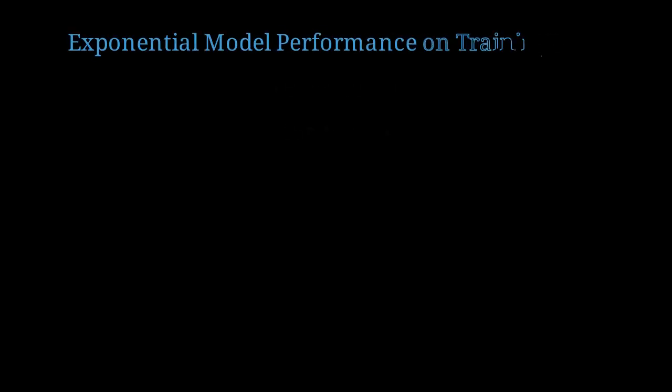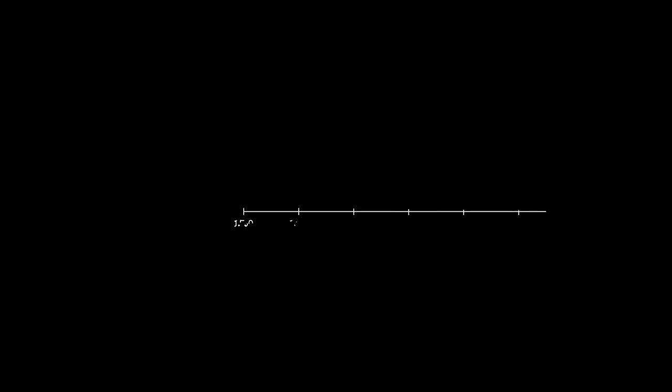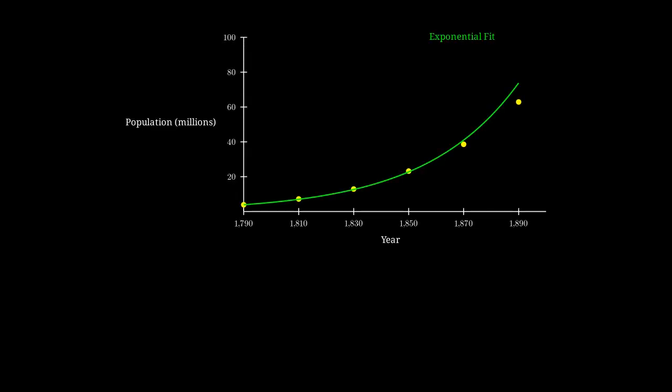How well does this exponential model perform on the training data from 1790 to 1890? Here's the training data plotted with yellow dots, and the green curve shows our fitted exponential model. The fit looks excellent on this early data. The answer is yes. The exponential model fits the early data remarkably well. But now comes the critical test.